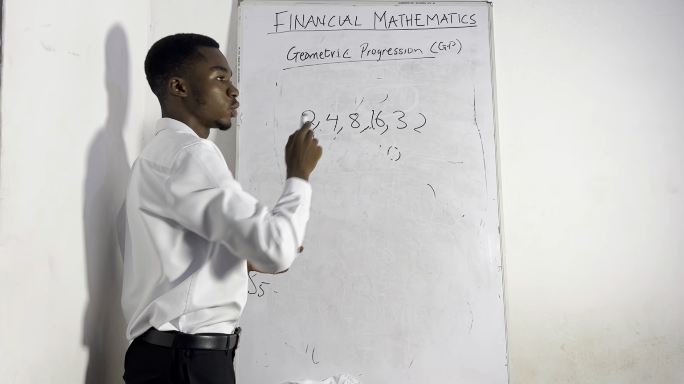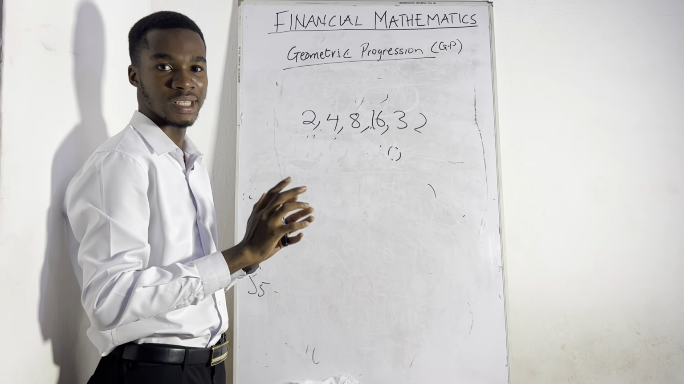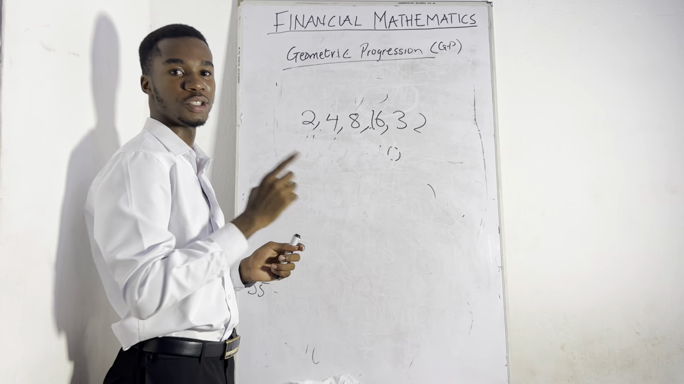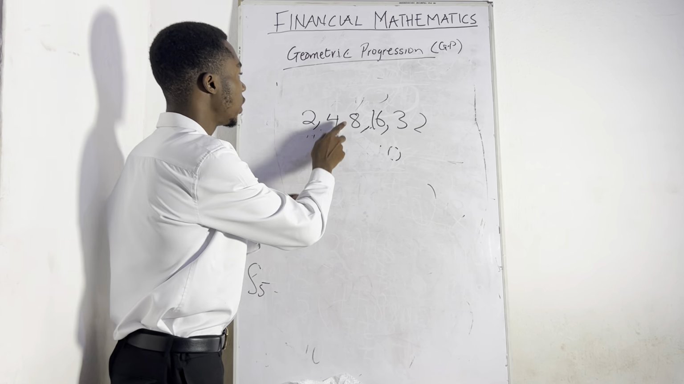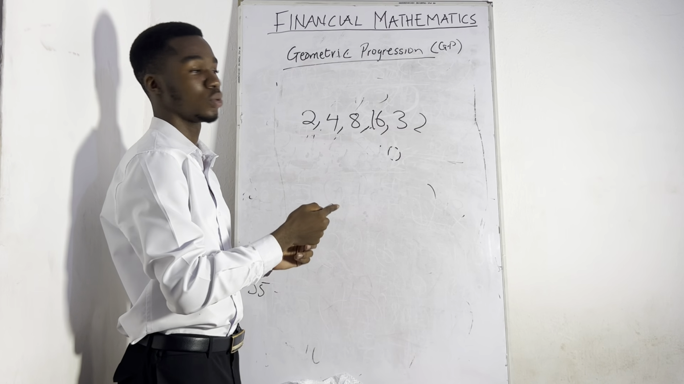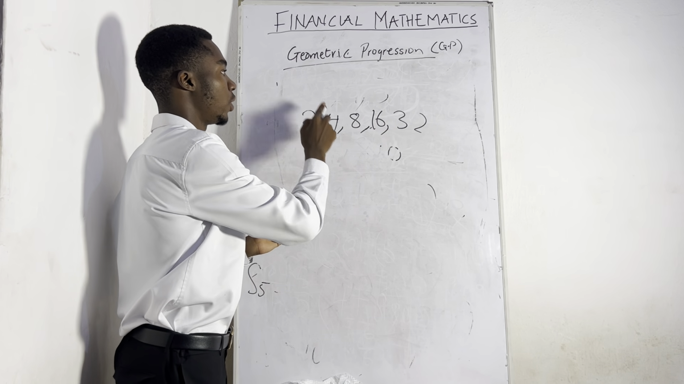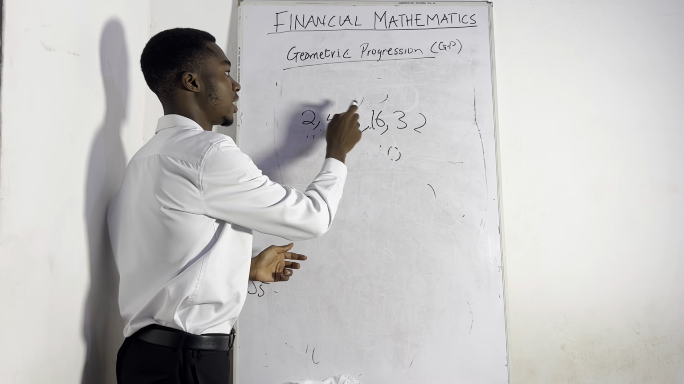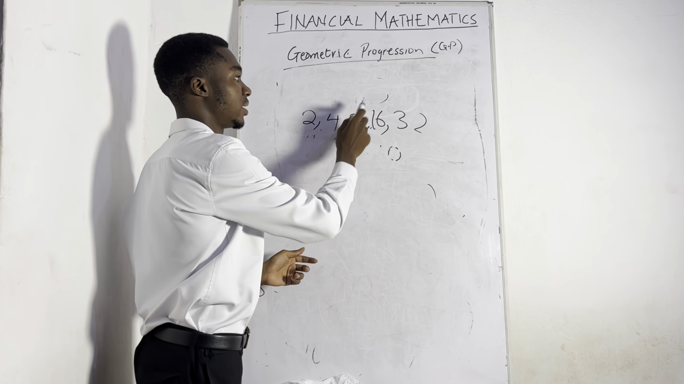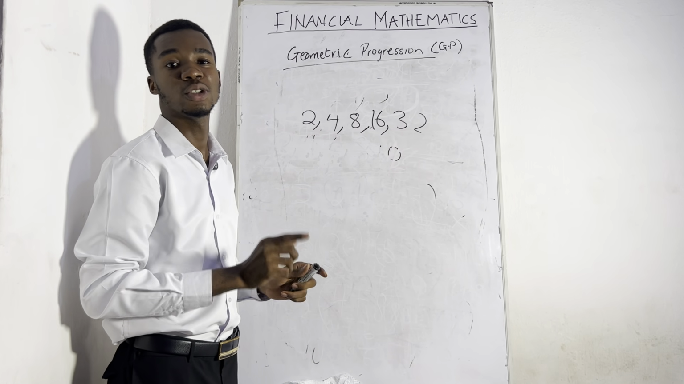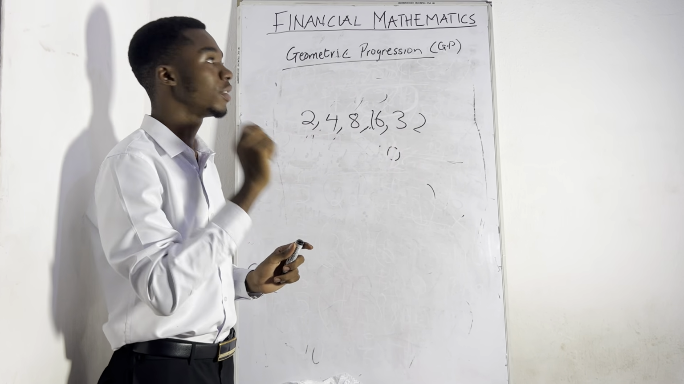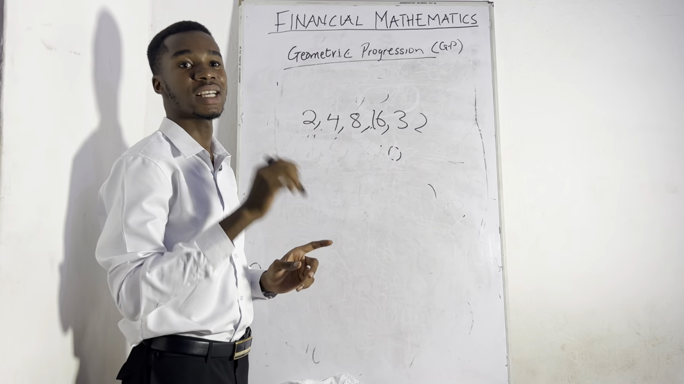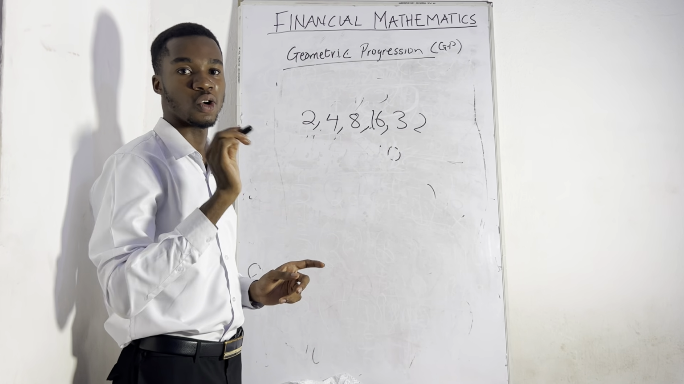16 minus 8 is also 8. So you realize that the difference is different, but what you have in common is a ratio. You get it? Because 4 divided by 2 is 2, 8 divided by 4 is also 2, 16 divided by 8 is 2, 32 divided by 16 is 2. So it has a common ratio, but not a common difference. So one of the features of geometric progression is that it has a common ratio.